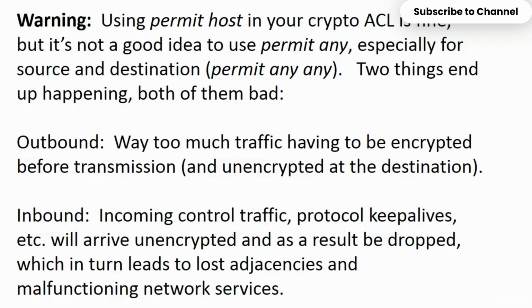Now, inbound, you've got some bad things happening there, because you could have incoming control traffic, protocol keepalives, etc., arriving unencrypted. And you've got an ACL on the router that says, hey, I expect everything that comes in this interface to be encrypted. Well, that's not going to happen. And boy, you're going to have not only malfunctioning network services, but you're going to end up with some lost adjacencies likely as well. So again, using permit host in your crypto ACL is fine. Be very, very wary, careful, don't do it actually, of using permit any for source and destination in that extended ACL. Those are the rules of the crypto ACL, and coming up next, we are going to configure it and put those rules into action.